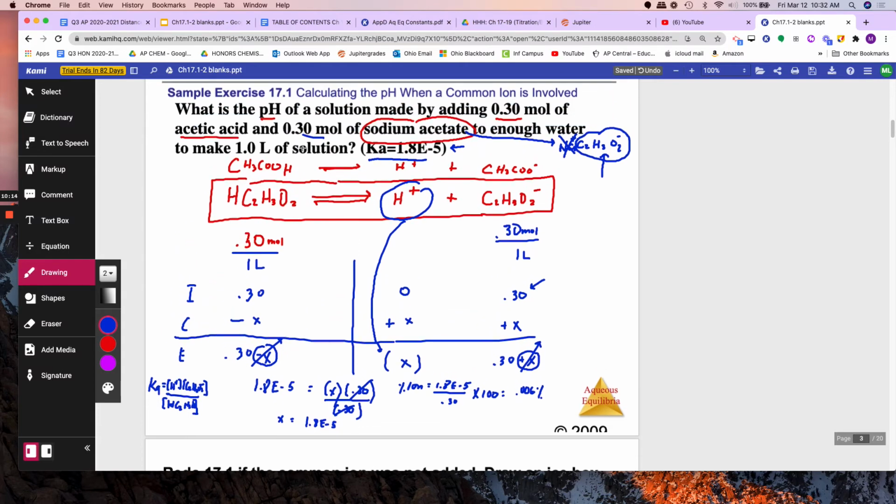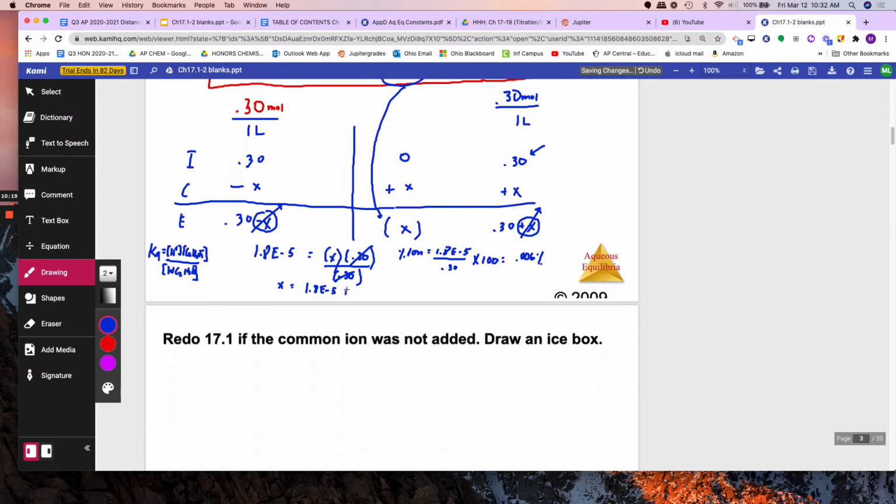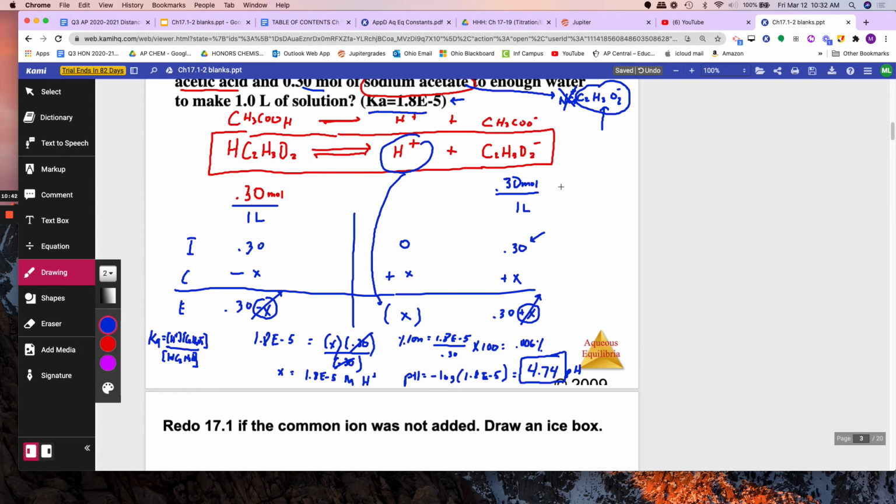So they're asking for the pH. So that would be the molarity of H plus. So the pH would be negative log of 1.8 E negative 5, which is equal to 4.74. So that is the pH if you had a common ion in there.